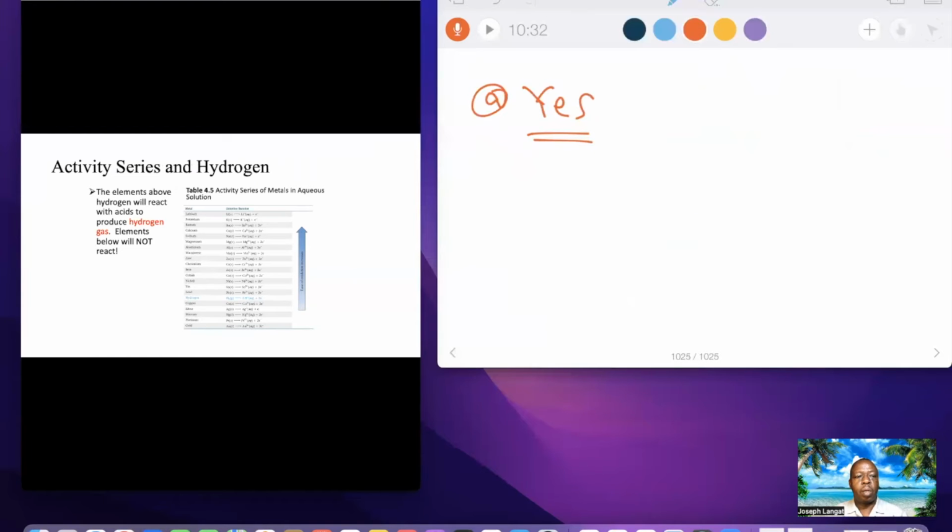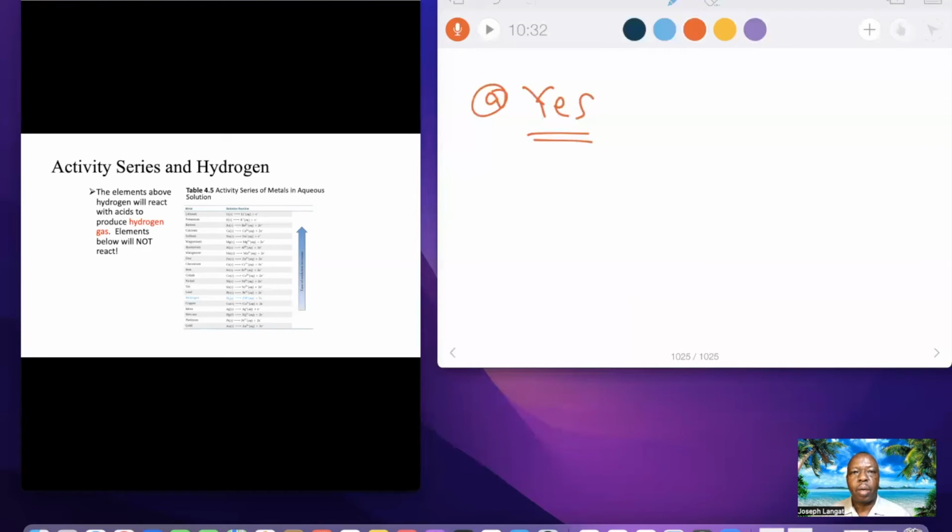Please download this activity series, use it in your homework assignment, learn to use it in your homework assignment. I'll allow you to use it in your exam. Please make sure you know how to read the activity series and how you predict whether the chemical reaction will take place. If yes, you should be able to balance the equation.